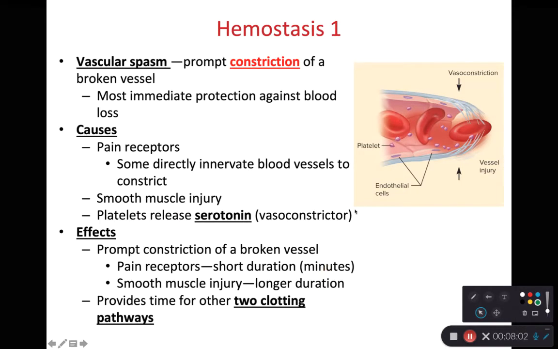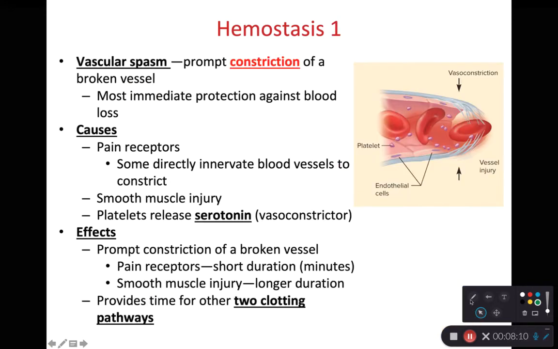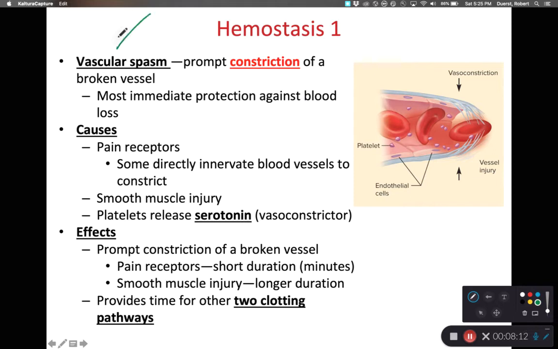So let's say we have a cut. We need to stop bleeding. We need to cease bleeding. Step number 1 is vascular spasm. Oh, let's go back a slide there. I accidentally advanced. Step number 1 is our vascular spasm. So we're going to have vasoconstriction of the blood vessel, and that is going to be the single most immediate way that we can stop losing blood, make the blood vessel smaller.